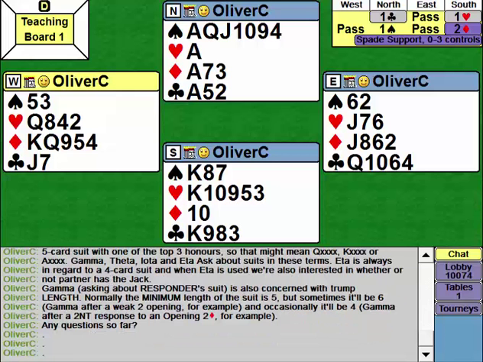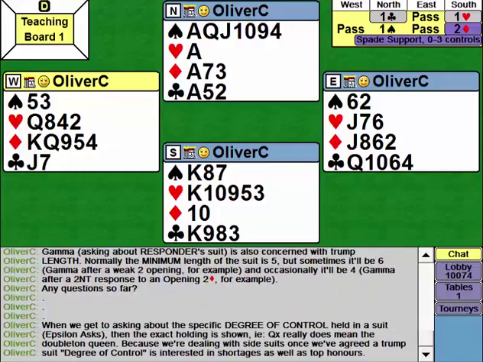More terminology. Okay, so there is one asking bid called Epsilon, which we only use once we've agreed a trump suit. And Epsilon is asking about the degree of control that partner has in one of the side suits, i.e., not the trump suit, but one of the side suits. And when we're talking about degree of control, we're talking about singletons and voids and even doubletons, as well as honor controls. So we're talking about whether partner can stop the first, second, or third round of the suit.